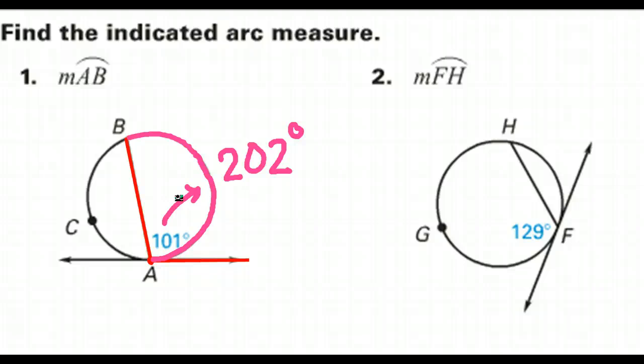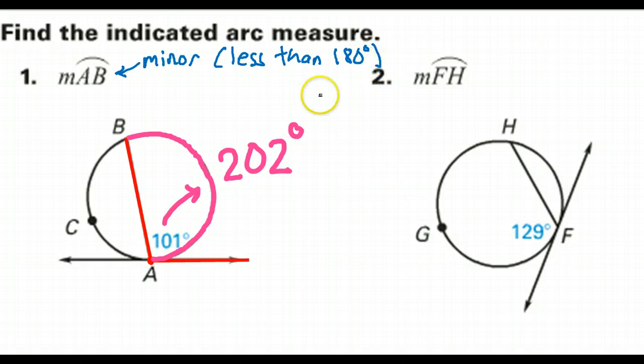Well, no. Remember, if you're just given two letters like this, this has to be a minor arc because it's only two letters. So this guy must be a minor arc, meaning it's got to be less than 180. This is 202 degrees. So I don't know why they put this dot C out there. Really, I feel like they should have put that over here. So anyway, the point is arc AB has to be a minor arc.